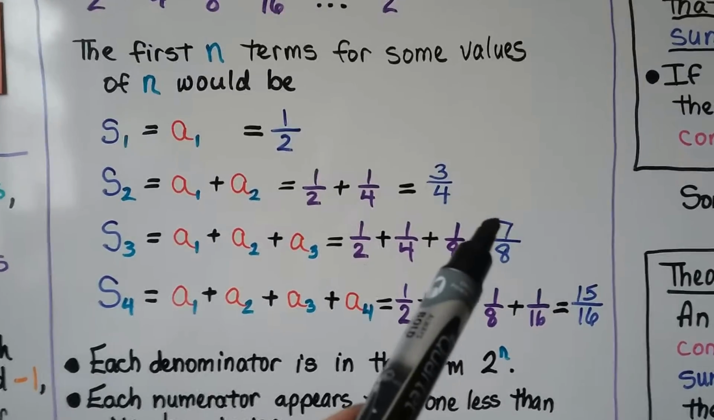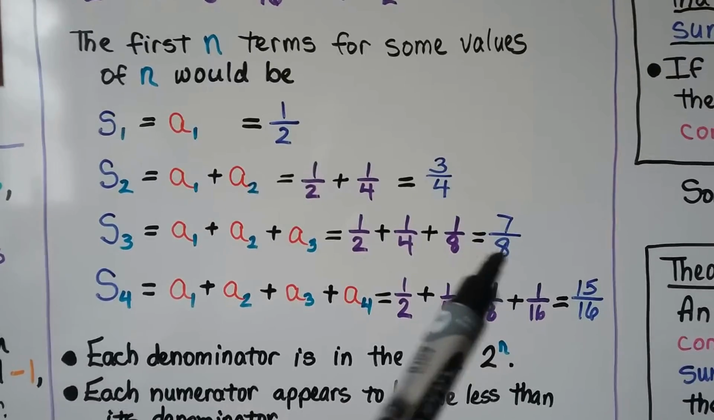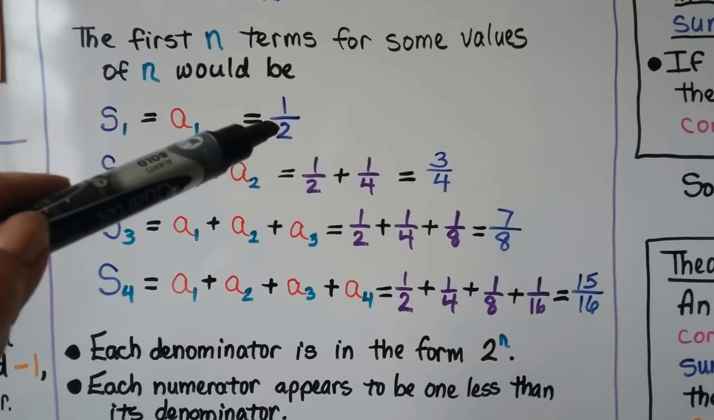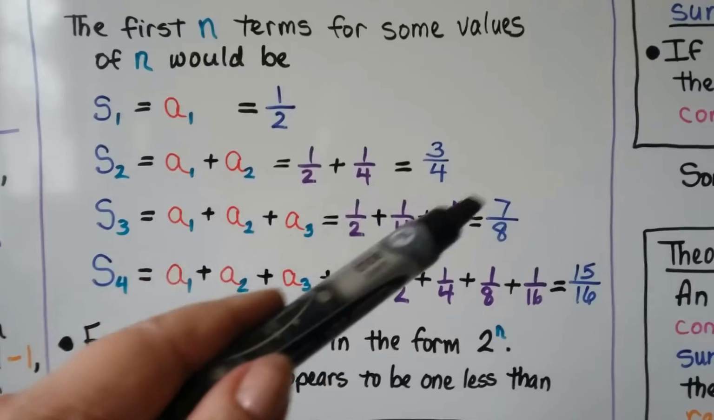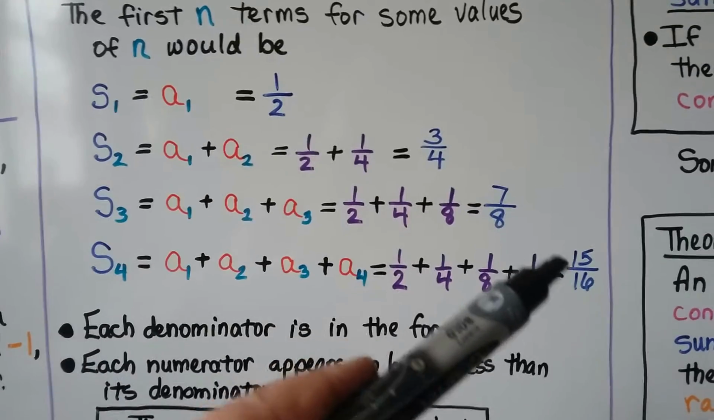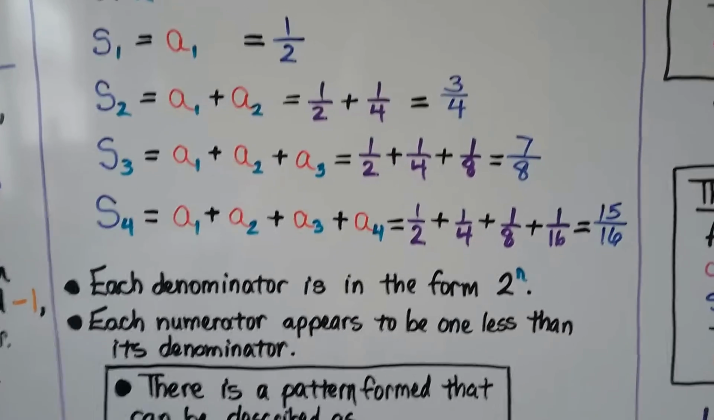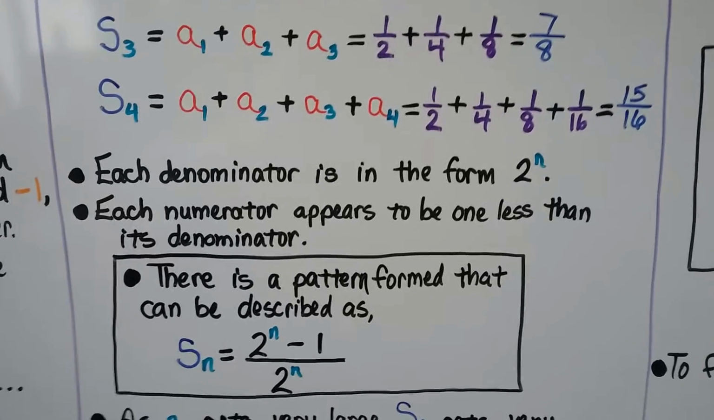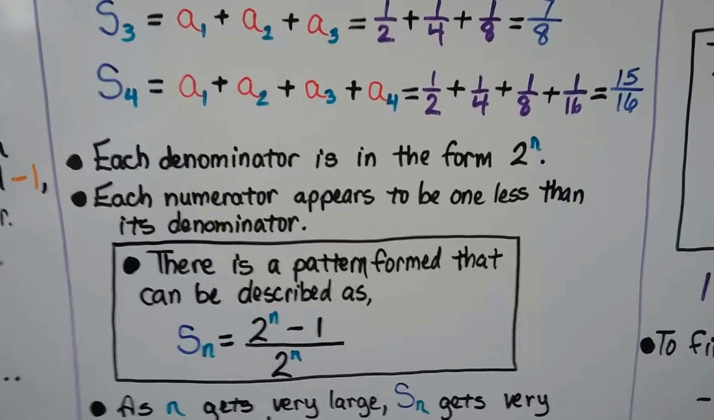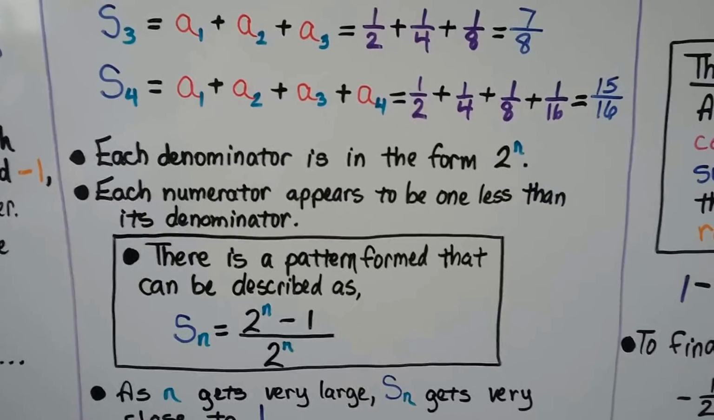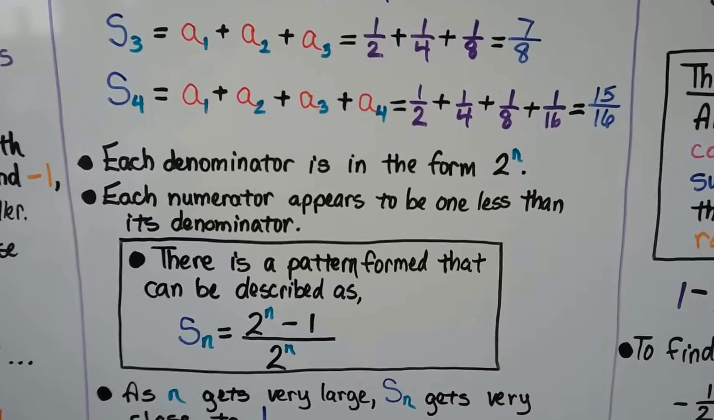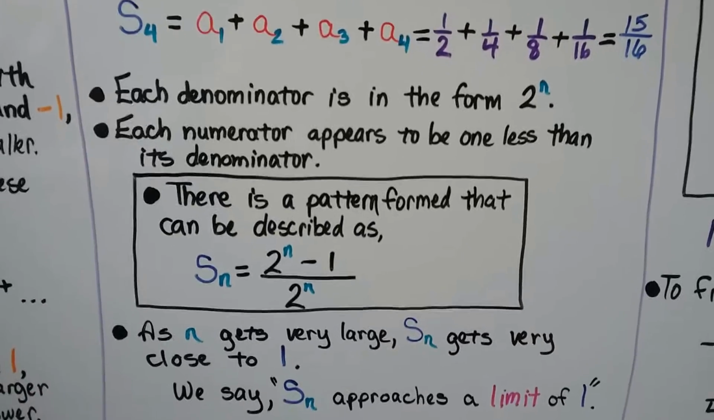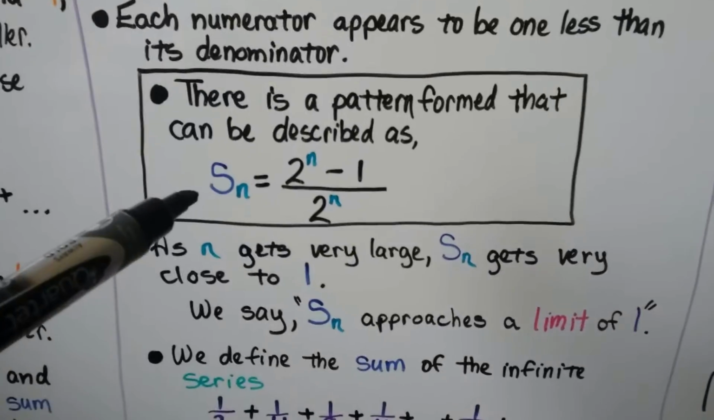And see how the numerator is 1 less than the denominator? 1 is just 1 less than 2. 3 is just 1 less than 4. 7 is just 1 less than 8. 15 is just 1 less than 16. Each denominator is in the form 2 to the nth. And each numerator appears to be 1 less than its denominator. There's a pattern that can be described as a formula.